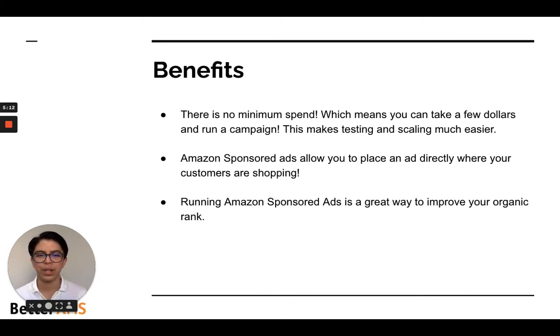Amazon sponsored ads allow you to place an ad directly where your customers are shopping. So if your customers are shopping the bestseller, you can place an ad to appear right below the bestseller bullet points, or right below the bestseller buy box, or right below the bestseller description, right? It's really interesting. Running Amazon sponsored ads is also a great way to improve your organic rank.